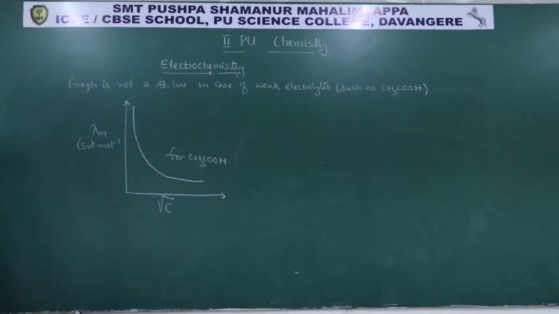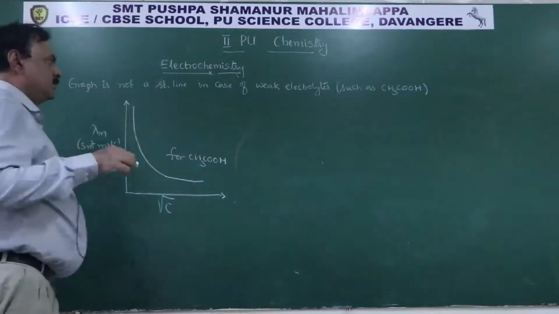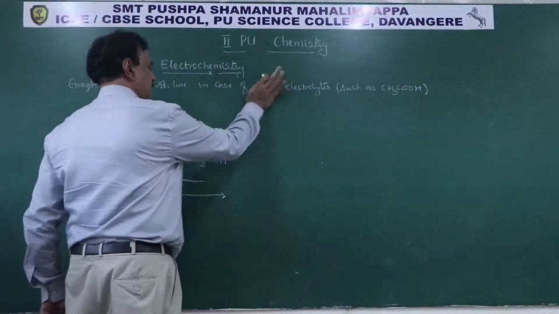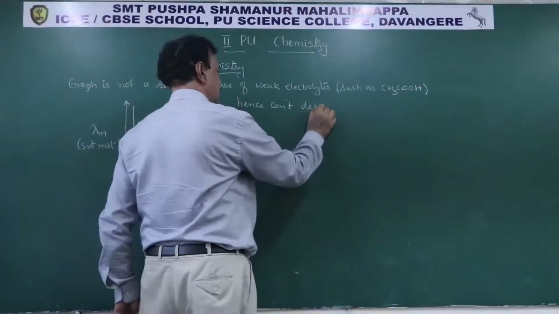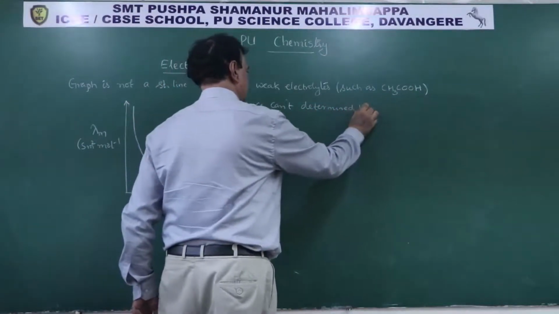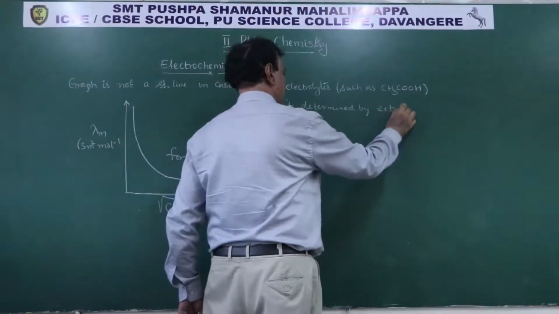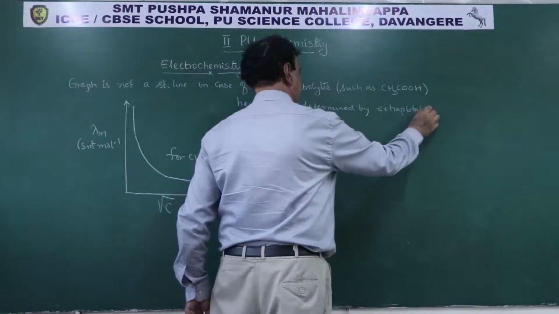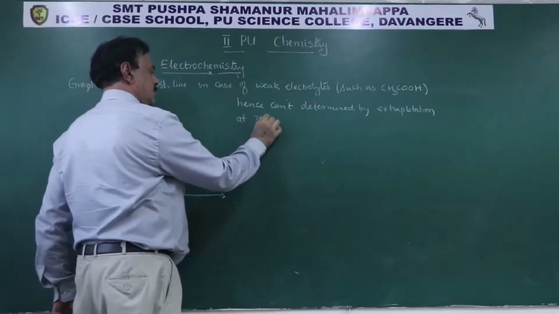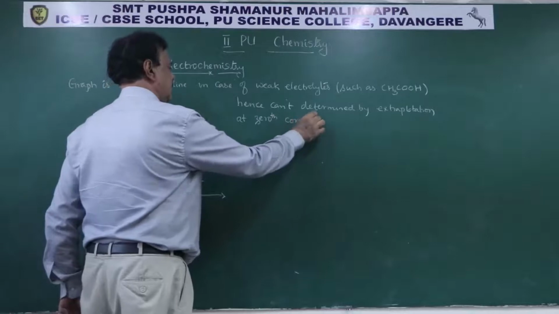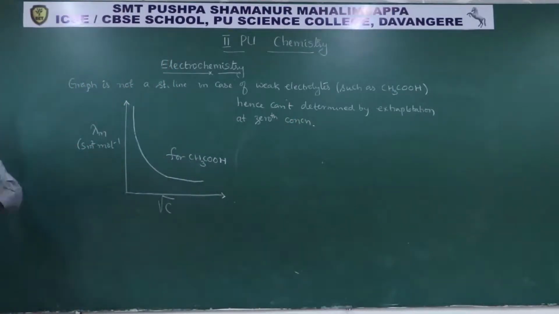Hence, lambda naught m cannot be determined by extrapolation to zero concentration. These are separate graphs: this one is for a weak electrolyte like formic acid or acetic acid, and that one is for a strong electrolyte like sodium chloride or potassium chloride.